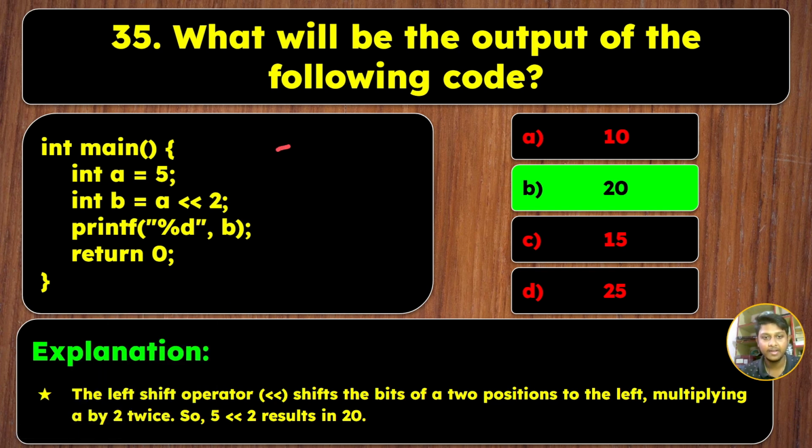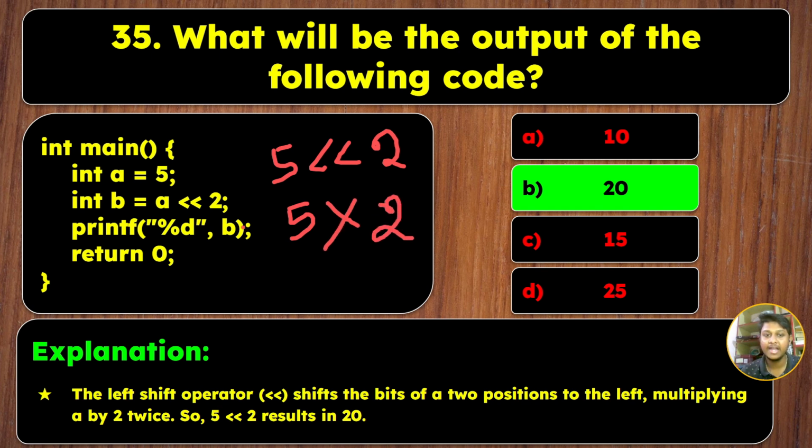So here we have 5 left shift by 2, right? The formula is: if you are using left shift, you multiply the value by 2 to the power of whatever number is given. So here we have 2, so 5 into 2 to the power 2. That is 4, and 5 into 4 equals 20. So our correct answer is 20. I hope you got to know about this trick.